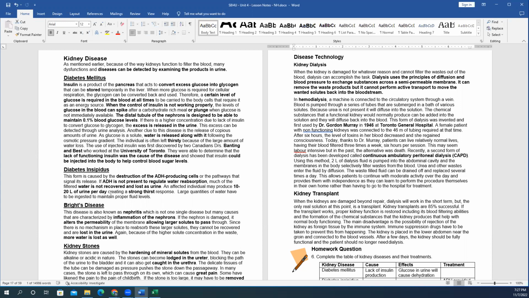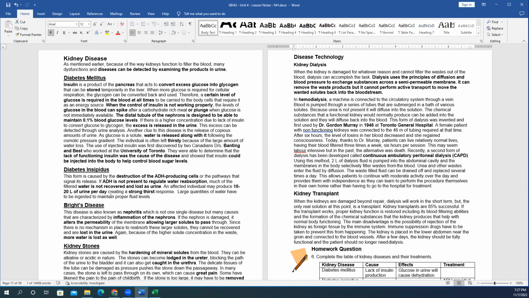But if there is a higher concentration because you're not producing insulin to convert all that extra glucose into glycogen and store it away, then that excess of glucose gets released in the urine. And this excess glucose released into your urine can be detected during a urine test.